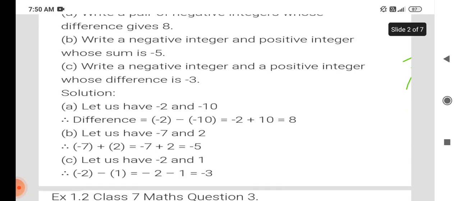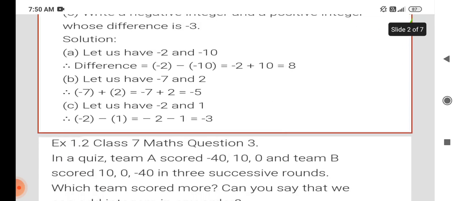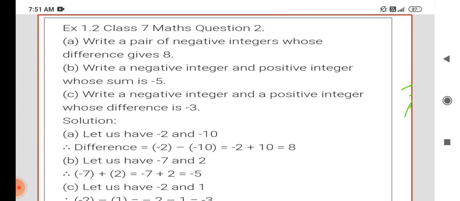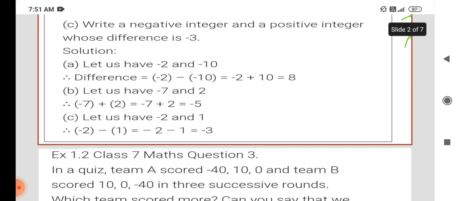So first I let the first integer be minus 2 and the second be minus 10, and I put minus 2, and minus is always plus, and plus and minus integers are always subtracted, and you subtract minus 2 from 10 and get 8. Okay, 8 is positive because the bigger integer is plus, so that's why we get the plus integer 8.